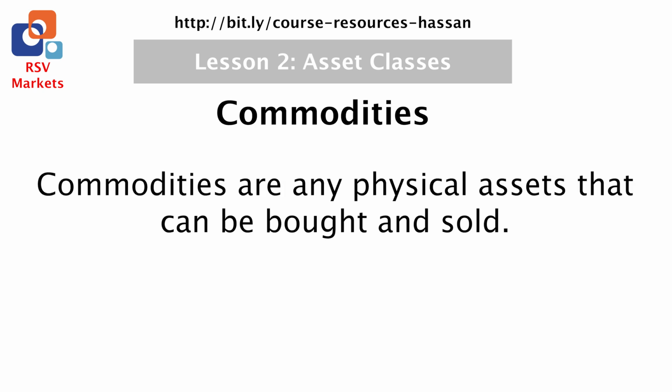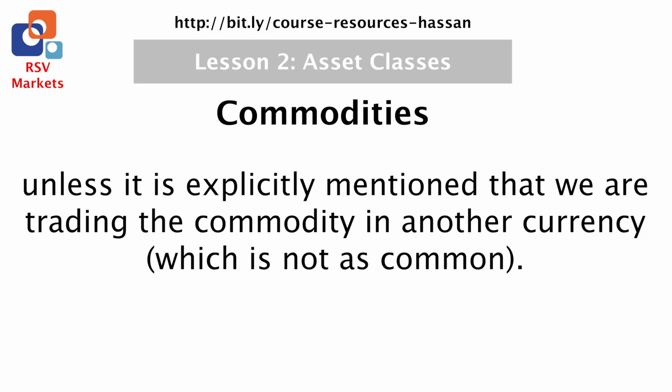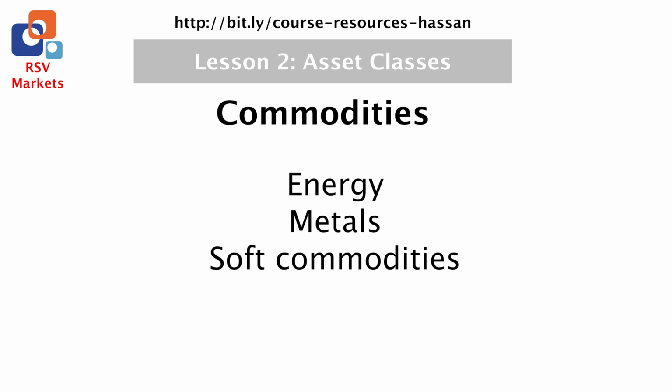Commodities. Commodities are any physical assets that can be bought and sold. Almost always, we would be talking about prices of commodities in US dollars unless it is explicitly mentioned that we are trading the commodity in another currency, which is not as common. We can divide commodities into three general categories: energy, metals, and soft commodities.